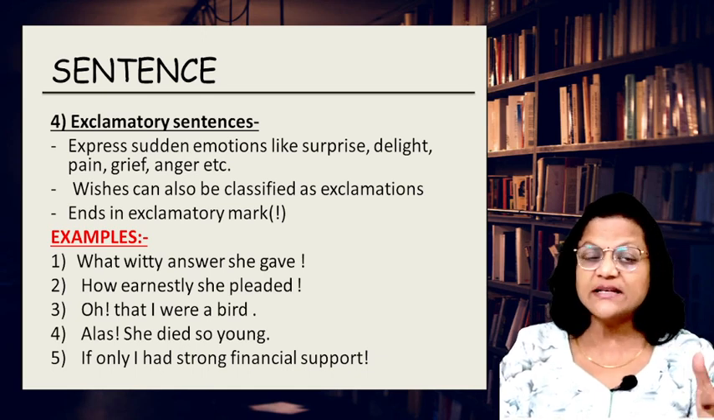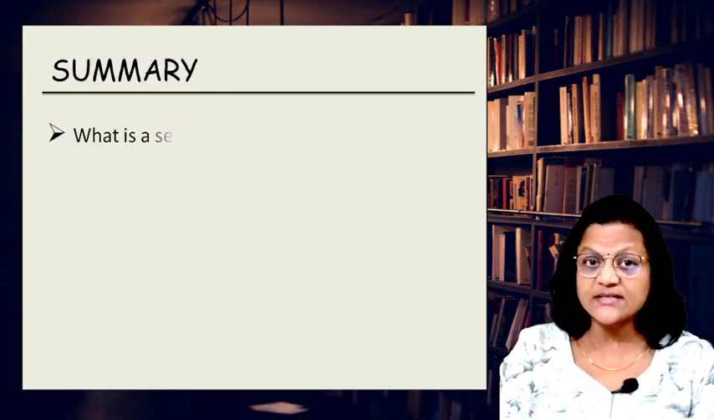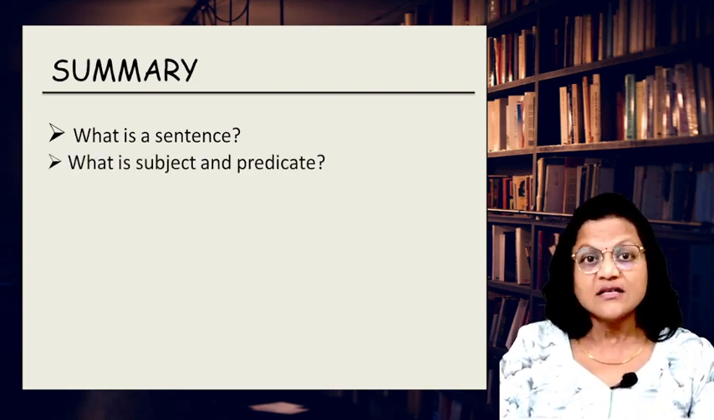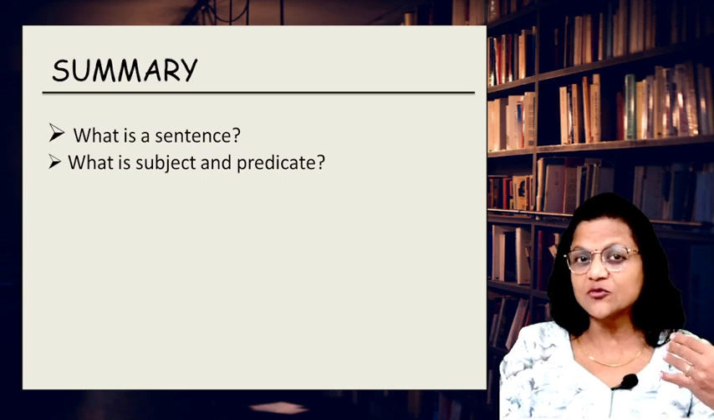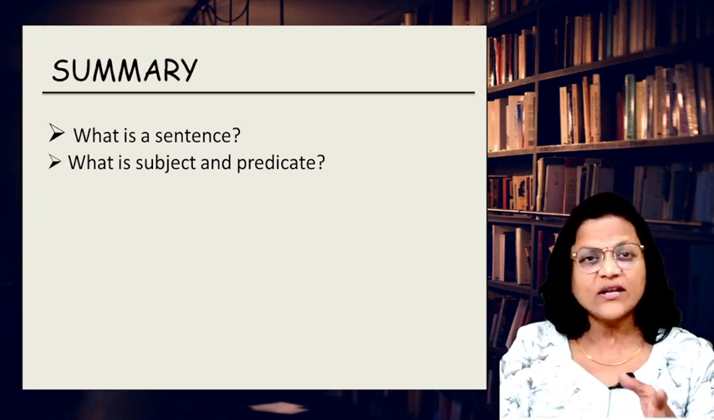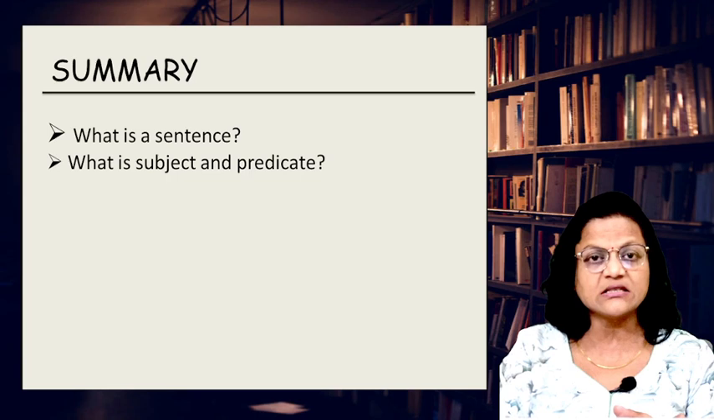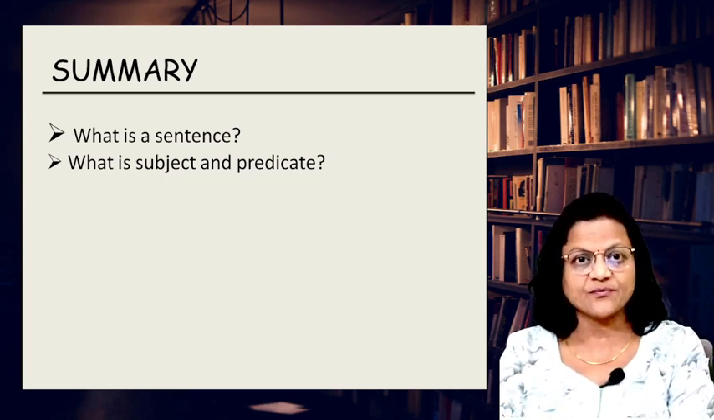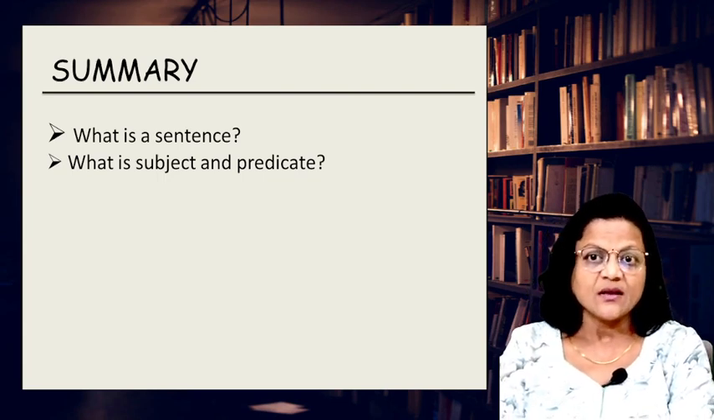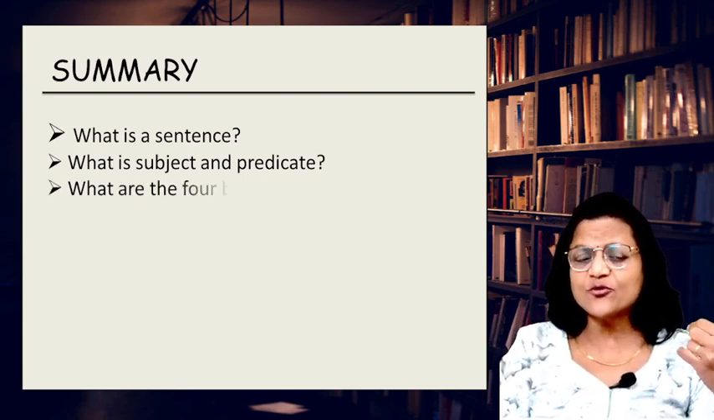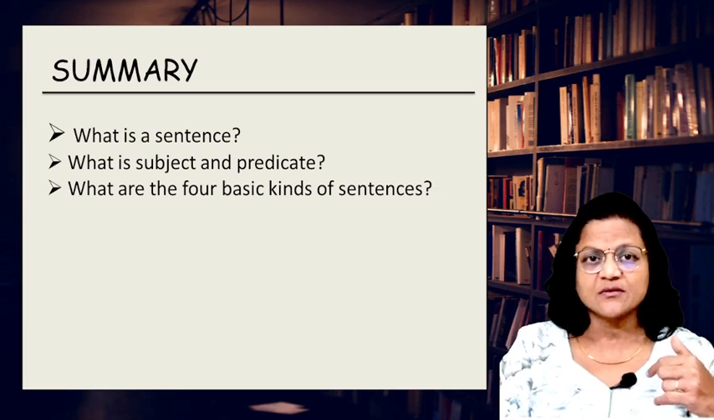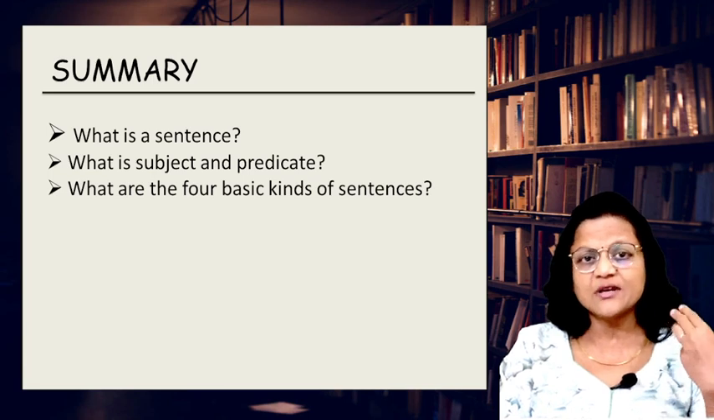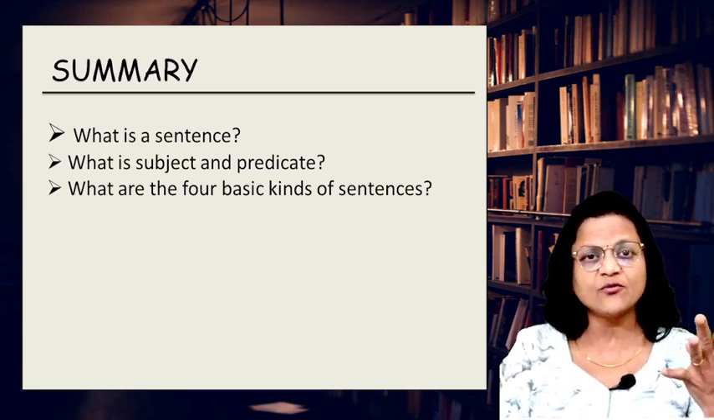So, today we learned what is a sentence. A group of words which make complete sense is called a sentence. Then we learned what is subject and predicate. Whatever is talked about in that sentence is called the subject, and what we say about that subject is known as the predicate. Then what are the 4 basic kinds of sentences? Number 1, declarative. Number 2, interrogative. Number 3, imperative. And number 4, exclamatory.